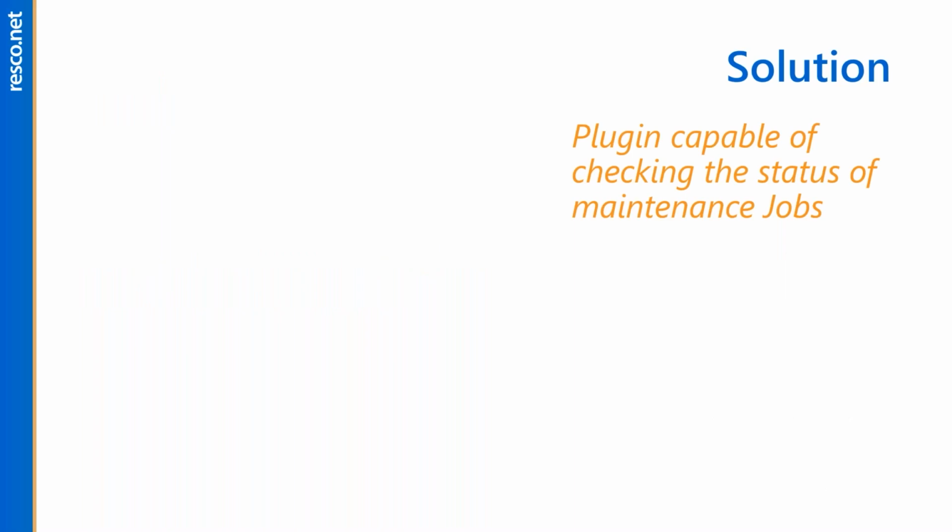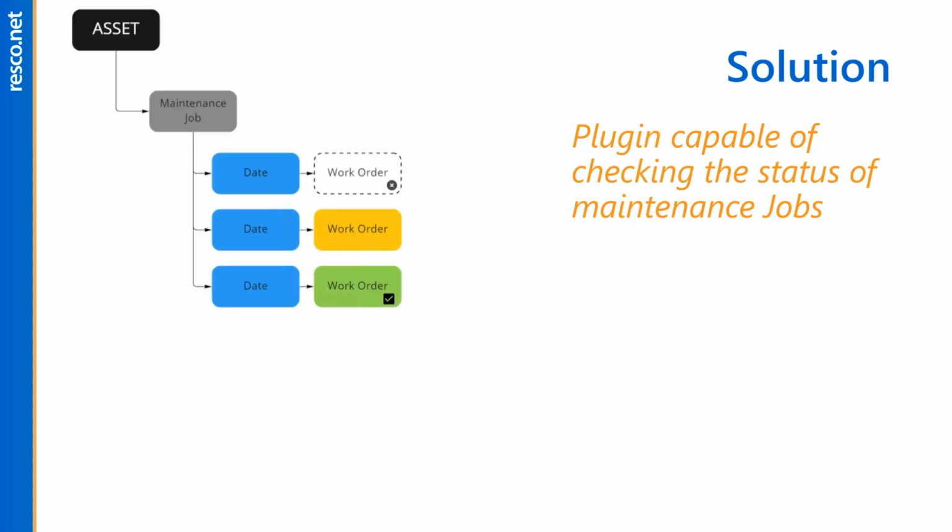So what is our solution to that? What we brought: we have developed a plugin capable of checking the status of the maintenance jobs. Before I show you the plugin, how it works, with some demo, I would like to show you how the preventive maintenance works and how it is solved in our platform.